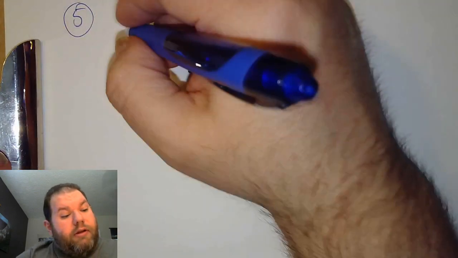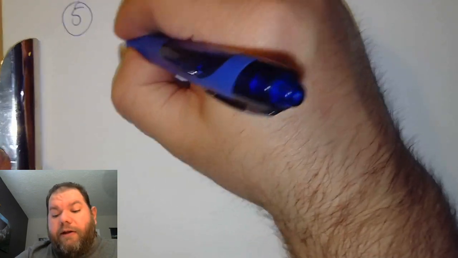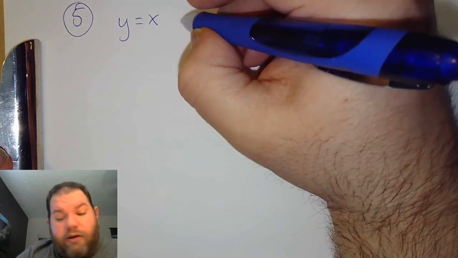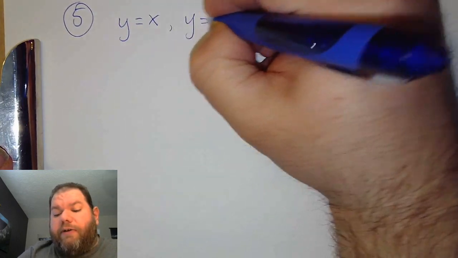So continuing from there, next we have problem 5. And in 5 we have y equals x and y equals x cubed.